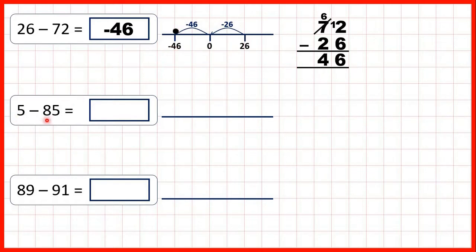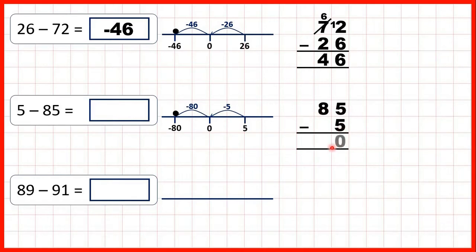Now we have 5 minus 85. Starting at 5, we can subtract 5 to get to 0, but then we need to subtract another 80, so that we've subtracted 85 altogether, and 0 minus 80 is minus 80. Again, we could have done 85 minus 5, and because that tells us that we need to subtract 80 from 0, that tells us that our answer is minus 80.